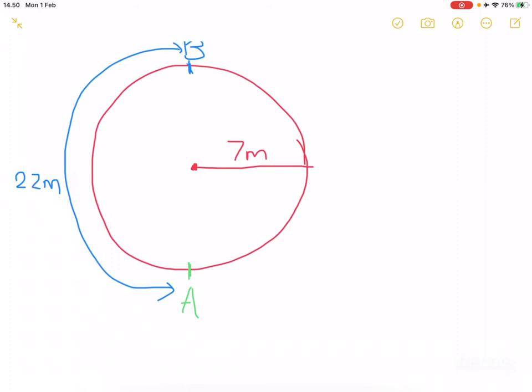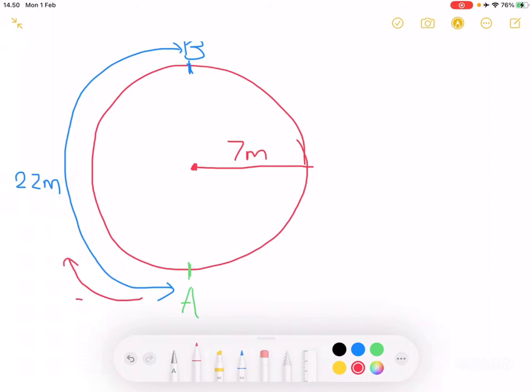And I'll just write this for you. Andy will travel right here at 5 meters per second. Bob will travel in this direction at a speed of 3 meters per second. And the question is asking how long until they meet each other for the first time. What that means is, after they both started jogging, how long after that will they meet for the first time.